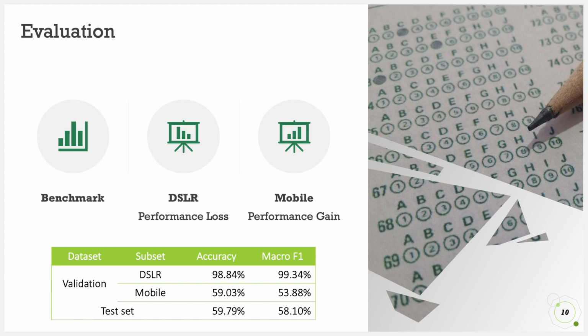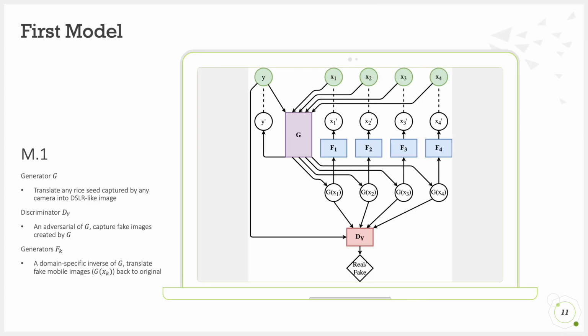59.79% accuracy. A good translator model means the translated mobile images, which should look like DSLR images, should have higher performance than the mobile benchmarks. And the translated DSLR images shouldn't sacrifice much accuracy compared to the DSLR benchmarks.